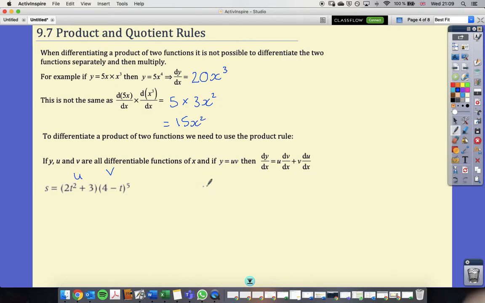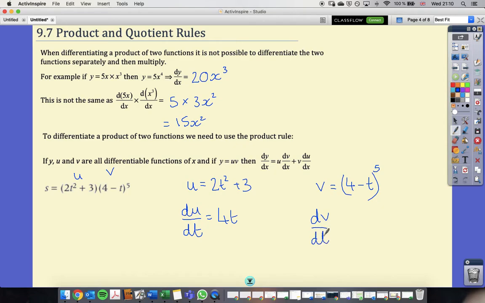So I'm going to try and find du by dx and dv by dx first of all. So let me, just to make it really clear what's going on, state what u is, and state what v is. Okay, so I'm going to find du by dt. That's the variable that this is in terms of. So multiply by the power, reduce the power by 1, constant becomes 0. I'm going to find dv by dt.